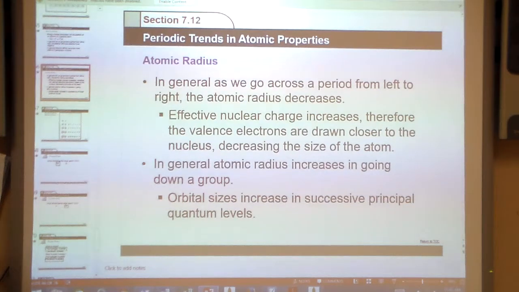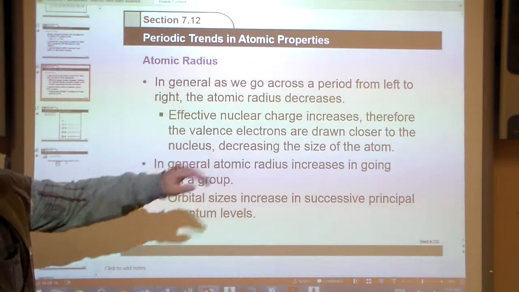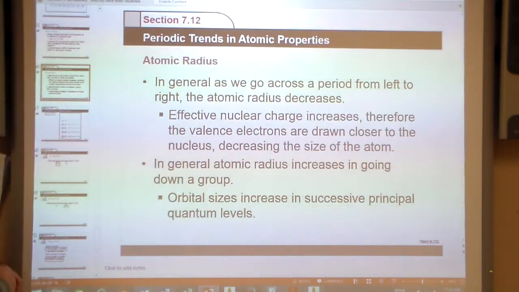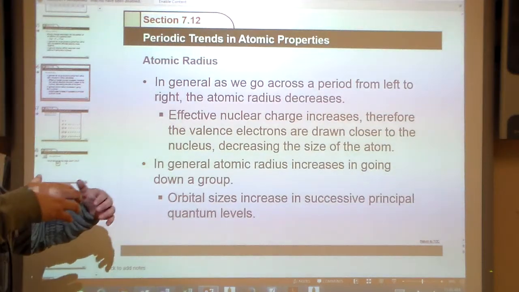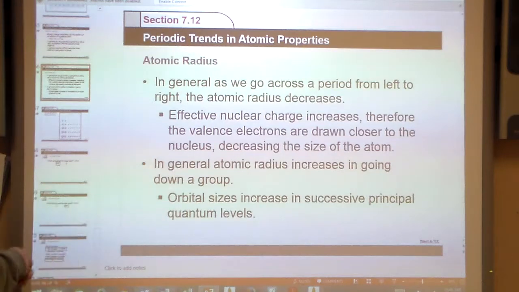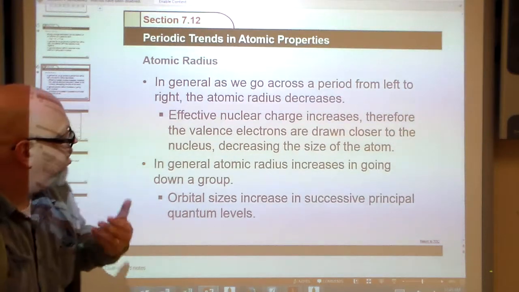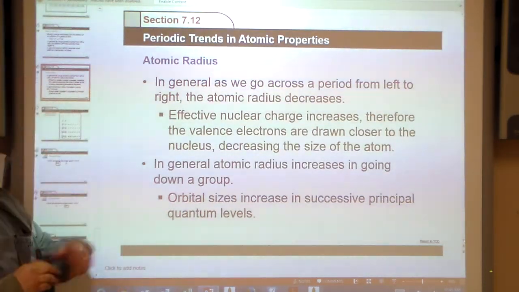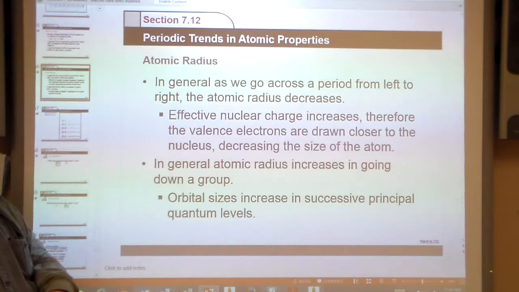Atomic radius, like I said, I'm running out of time here. In general, as you are going from left to right across a period, the radius actually decreases a little bit. So what's happening? Well, you've got more protons added in there. With more protons, that puts a little bit more of a positive charge, and opposites attract, so it pulls in the electrons just a little bit. They're a little bit drawn closer to the nucleus, and it cuts down on the size of the atom.